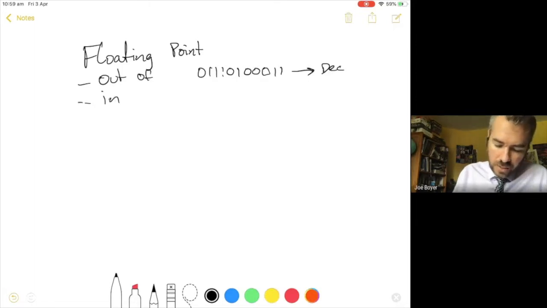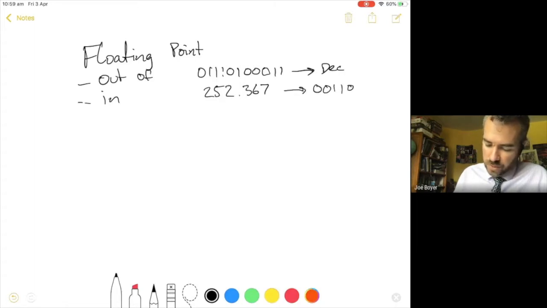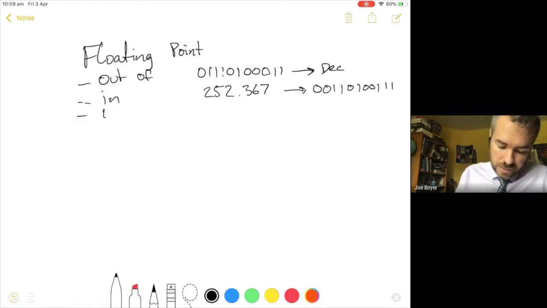How do we get things into floating point? So if we've got a decimal number like 252.367, how do we get that into a bunch of zeros and ones in floating point representation? And the other thing that you need to know about floating point representation are the limitations and accuracy issues.